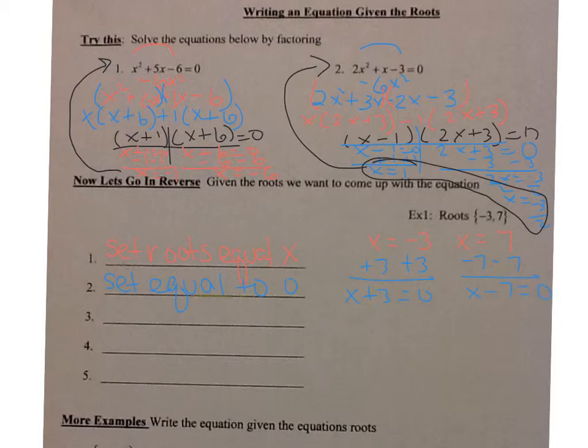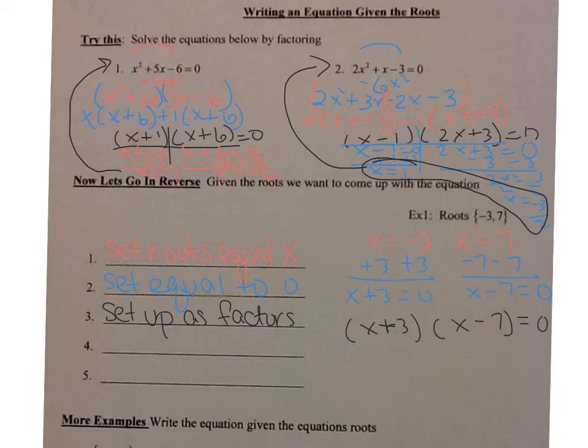My next step I would want to do is to take each one of those, x plus 3 and x minus 7, and set them up as factors. So set up as factors. So I have x plus 3 times x minus 7 equals 0.